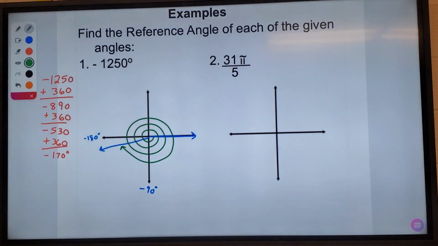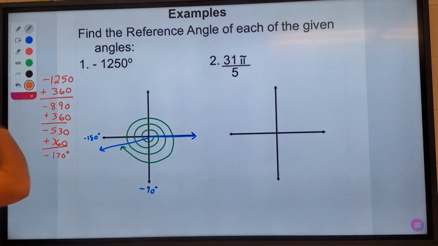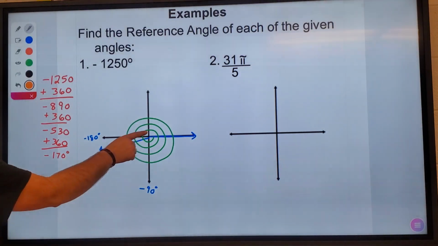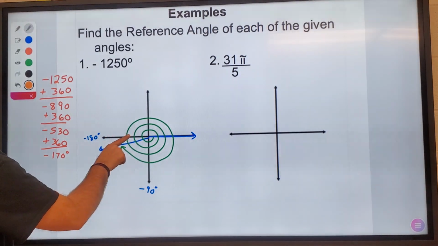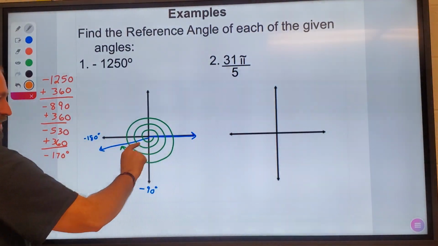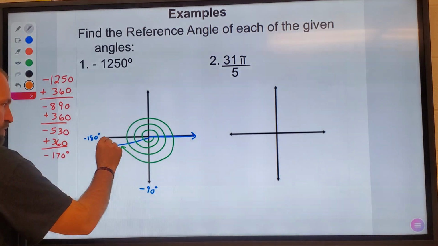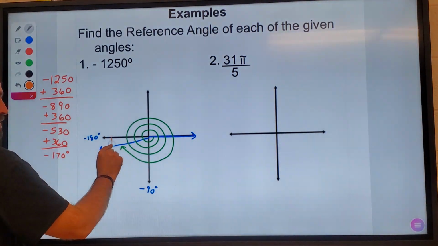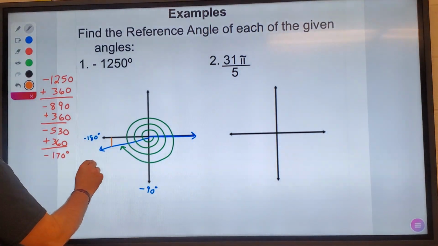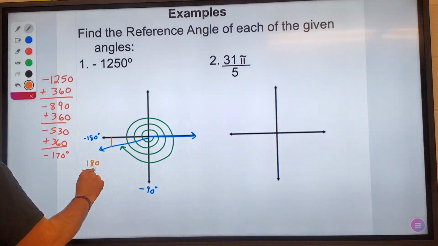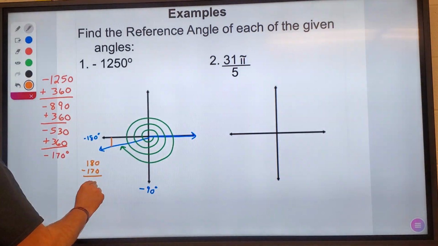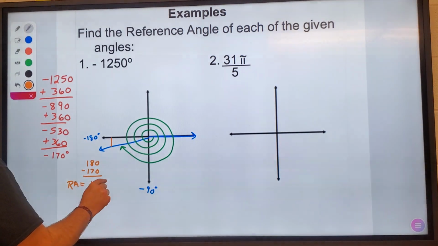In order to find the reference angle here now, though, we need to find out how much space is between, again, the terminal side and the closest x-axis. This axis is closer than the positive x-axis, right? So I want to know the distance from here to here. So here I would take 180 because it's closest to the 180, and I would subtract 170, and that gives me 10 degrees. That is my reference angle.